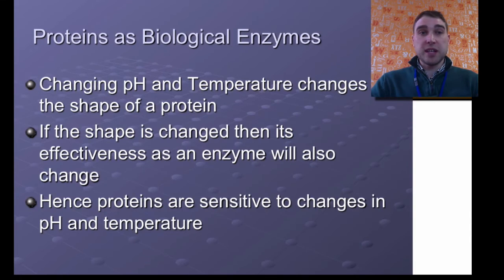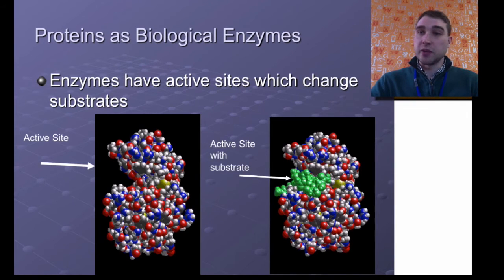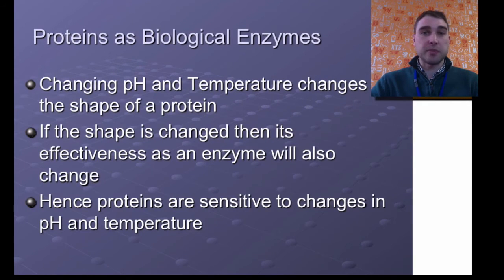Because with proteins, the shape of those enzymes is very, very important, so the shape of the active site that we had back here is very, very important. If you change the shape of the enzyme, you change its effectiveness. You can stop an enzyme from working. And two ways of changing the shape are by changing pH and by changing temperature.